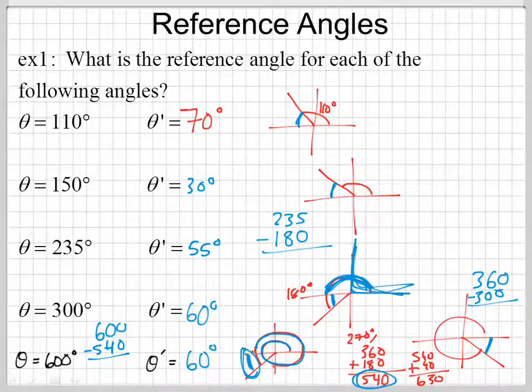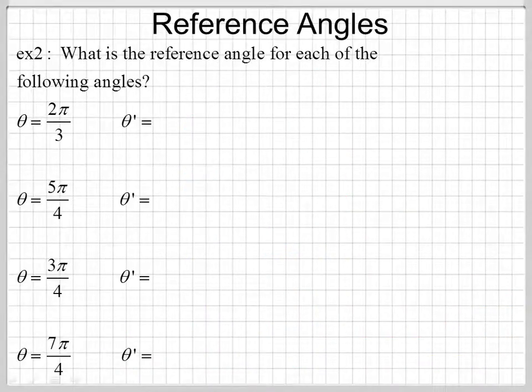Okay, let's take a look at radians. Radians is the same thing, except instead of using 180 degrees and 360 degrees, what am I going to be using? Pi and 2 pi. Thanks for the grunt. I love it. All right.